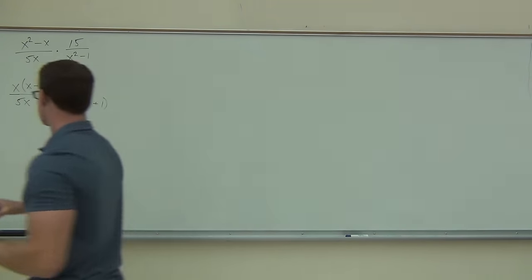Okay, somebody else give me another thing I can cross out. X. Say that louder. X. The x. Let's look at the x. Can I cross out the x? Yeah. They're being multiplied, right? That means it's a factor. So this x and this x are gone. That's great. Right-hand side of the room, something else I can simplify. Perfect. Those are entire factors. We can simplify those out.